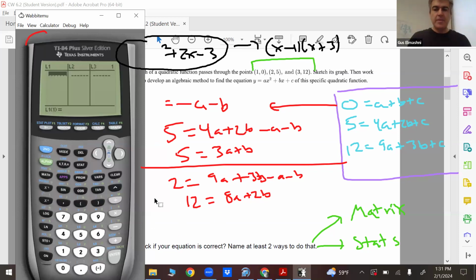Okay, so I'm going to type in the coordinates. So 1, 2, and 3. I'm doing all the x coordinates first, then the y coordinates second.